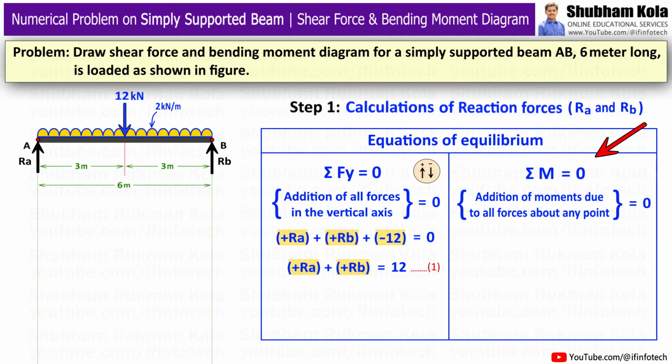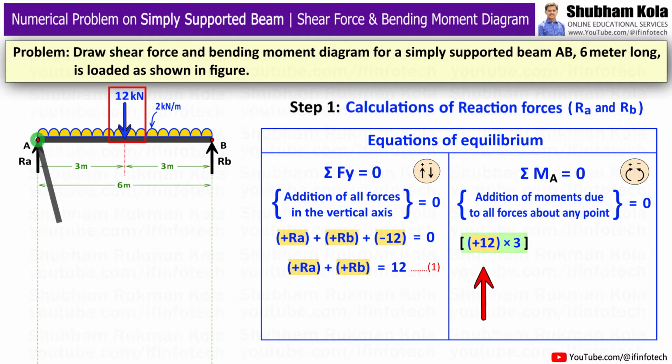Now the next equation is summation of moment equal to 0. For calculating moment, either we can take moment at point A or at point B, and here my sign convention would be clockwise moment as positive and anticlockwise moment as negative. So for taking moment at point A, I will fix the beam at point A. Here the converted point load of 12 kN will be pushing this beam downward. So it rotates the beam clockwise from the fixed point. And for clockwise moment, I will add this force with positive sign.